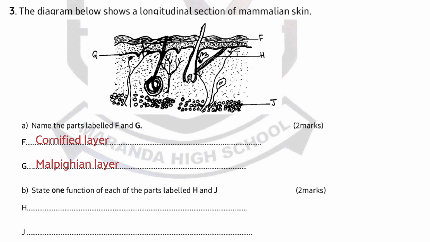So melanin also serves a very crucial role in that it protects our body from the harmful effects of the ultraviolet rays of the sun. Okay, I believe we have answered part A.